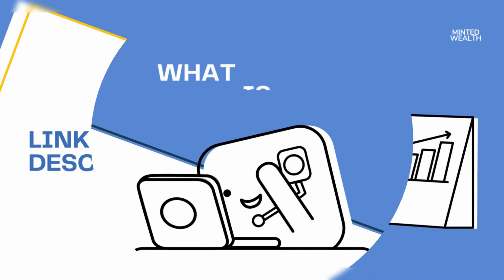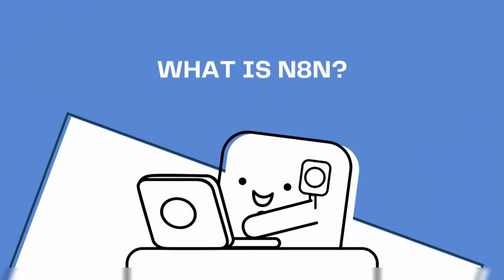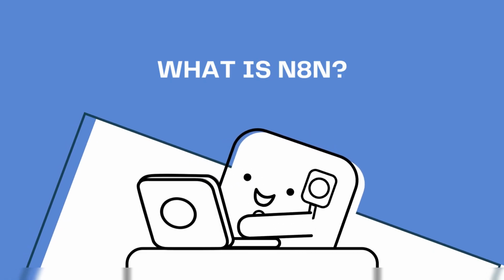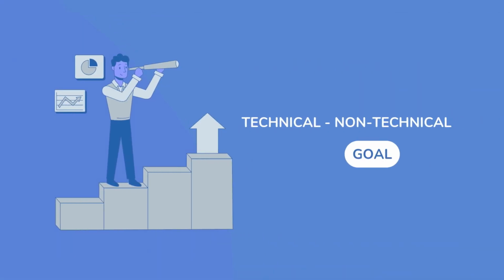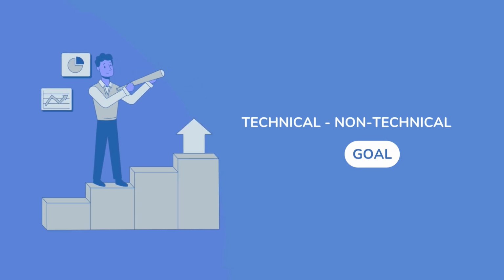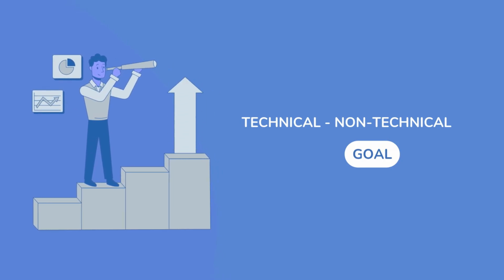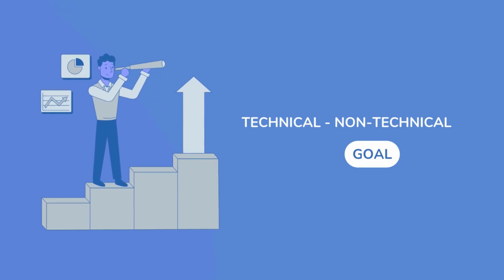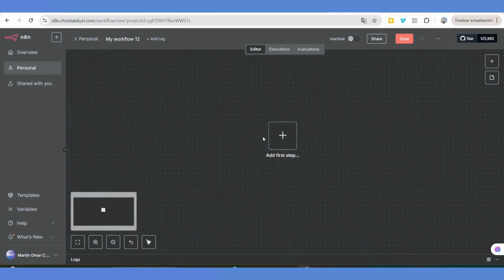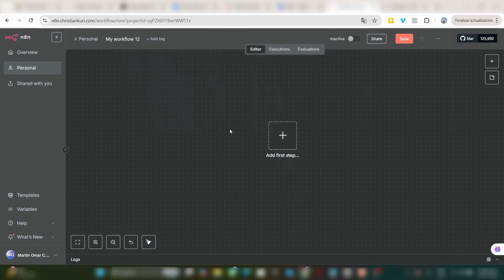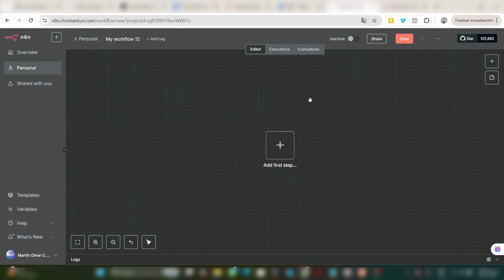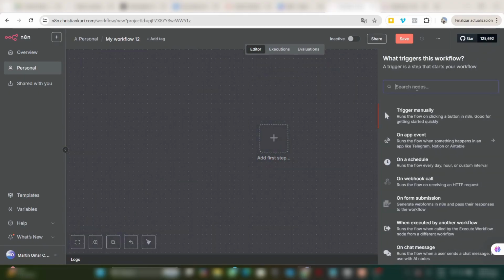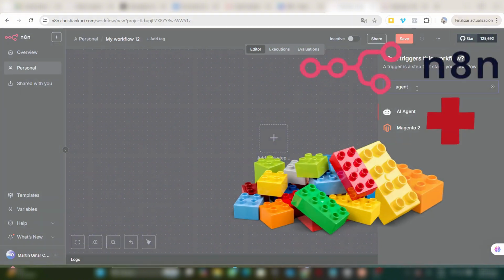Well, but first, what is n8n? n8n is an open-source workflow automation platform. Its main purpose is to allow users, both technical and non-technical, to connect any application with an API and automate complex processes. Everything is built in a visual interface called a canvas, which is the one you are seeing on the screen, where you only have to drag and drop different building blocks, which we will call nodes.